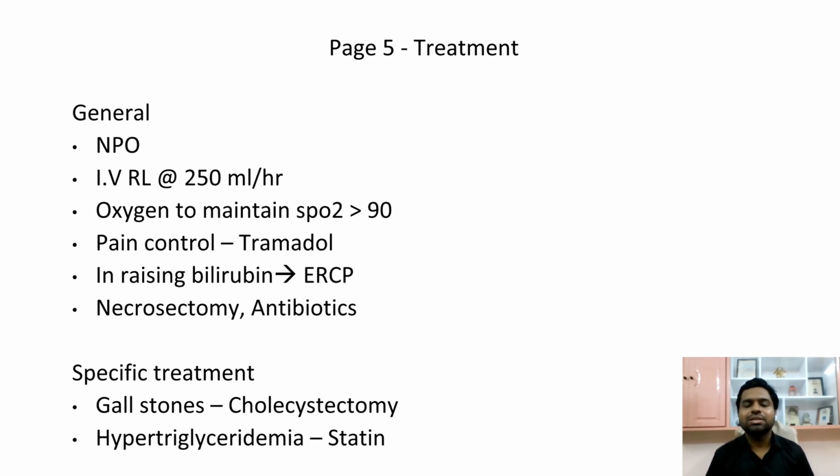So for treatment, that is general treatment, we keep the patient nil per oral. We start him on IV fluid, Ringer lactate, and then oxygen to maintain SpO2 greater than 90, pain control with tramadol, and in case there is elevated bilirubin, then we go with ERCP. And for necrosis, we can do necrosectomy and antibiotic administration. For specific treatment, you can go with cholecystectomy in gallstones, and you can also go with statin therapy in hypertriglyceridemia.